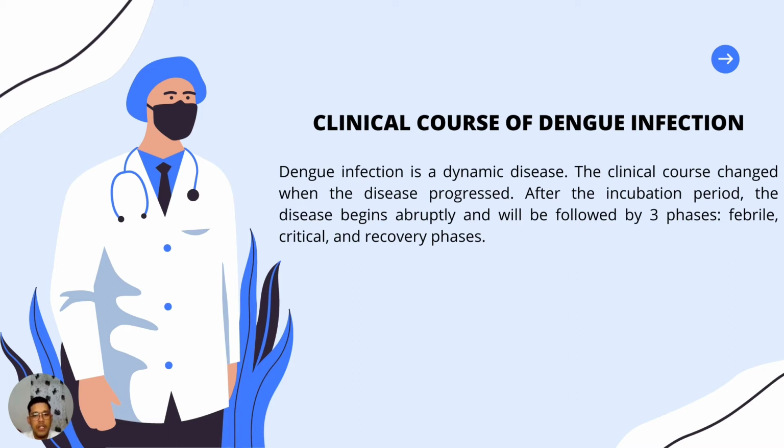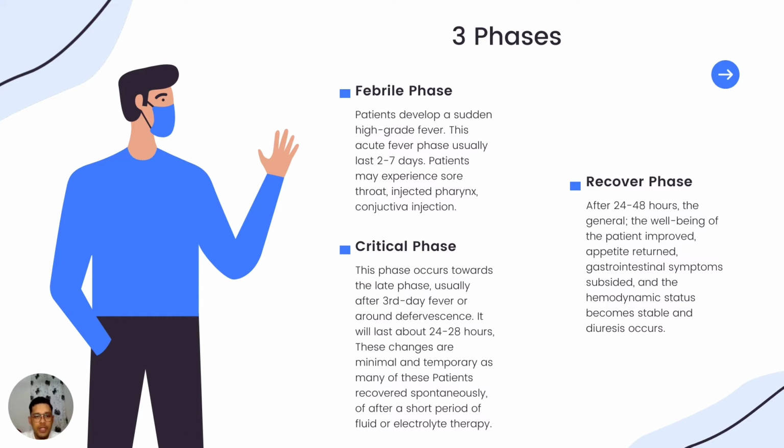So the clinical course of dengue infection is a dynamic disease. The clinical course changes when the disease progresses after the incubation period. The disease begins abruptly and will be followed by three phases, that is febrile, critical, and recovery phase. So these are the three phases.